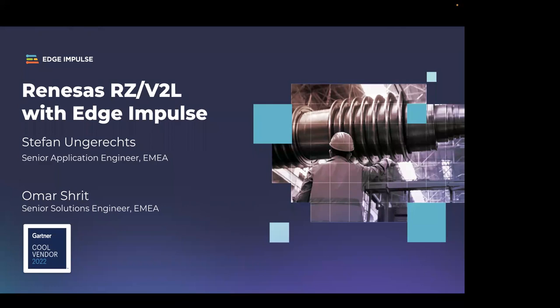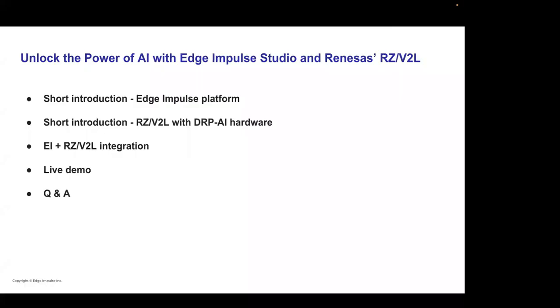Okay, so welcome to today's webinar, Unlocking the Power of AI with Edge Impulse Studio and Renesas RZ V2L. Today we are joined by Stefan Ungrecht from Renesas and Omar Schritt from Edge Impulse. In today's webinar, we'll be running through the Edge Impulse platform to start with. We'll also go through the RZ V2L. We'll show how the integration happens with the hardware. Omar will show you a live demo in Edge Impulse Studio, and then we'll go to a Q&A.